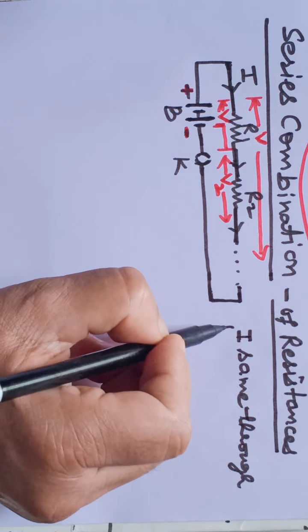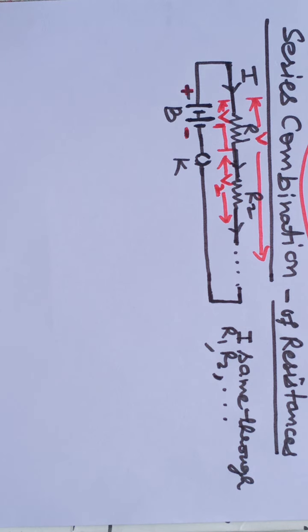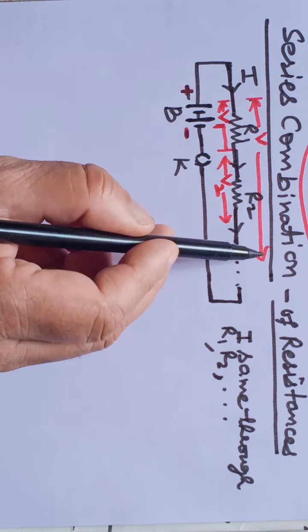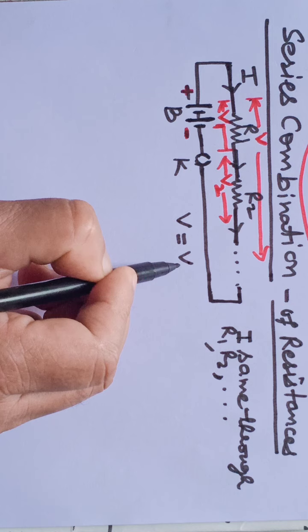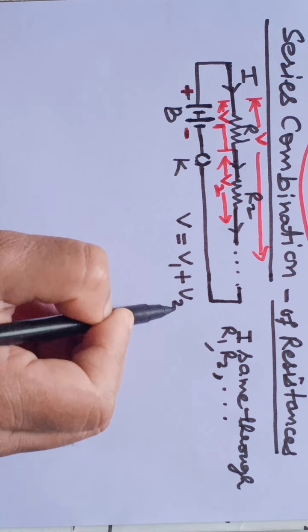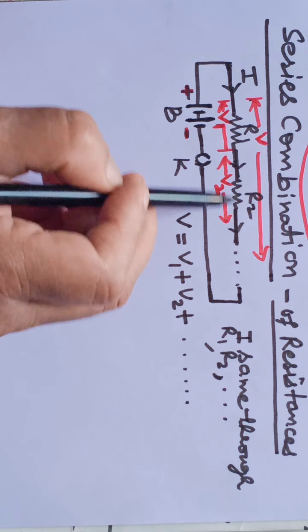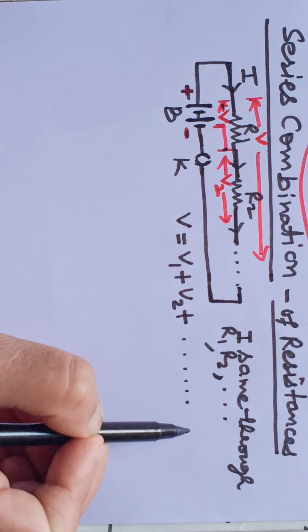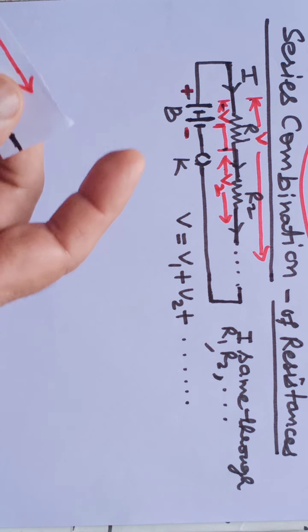Through R1, R2 and so on. And the total potential difference V across all these resistances is equal to the sum of the potential differences across these resistances, V1 across R1, V2 across R2 and so on. So what will be the resultant resistance of all these resistances connected in series?